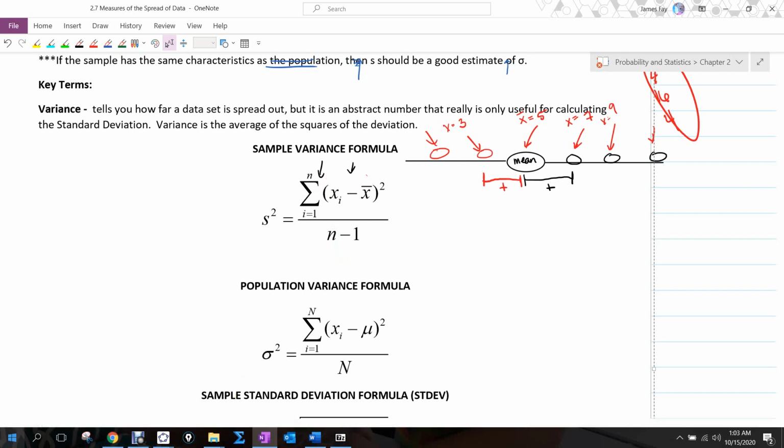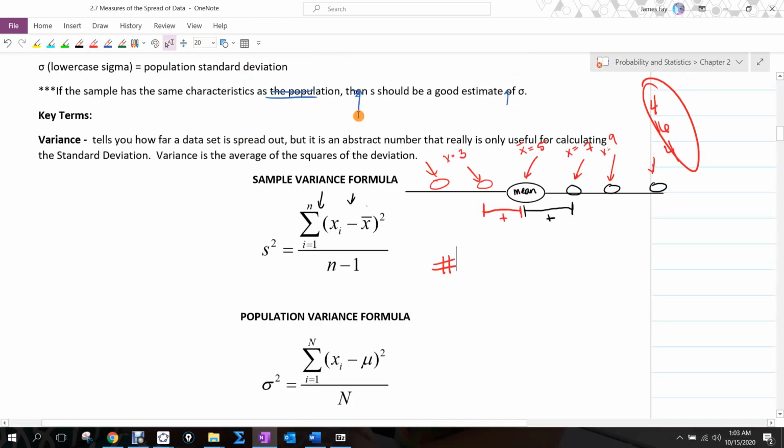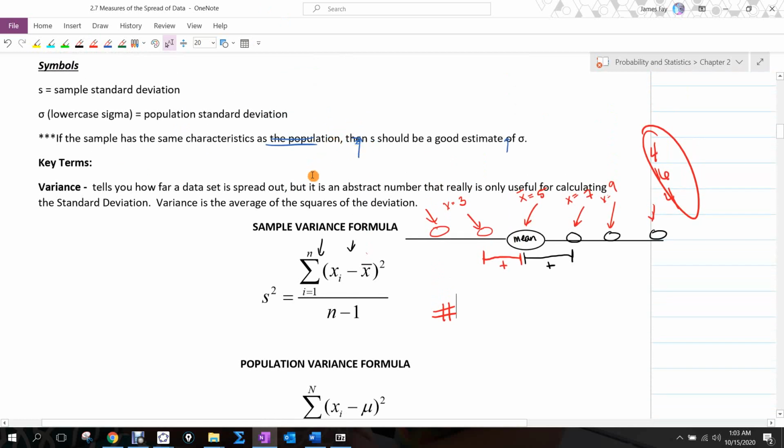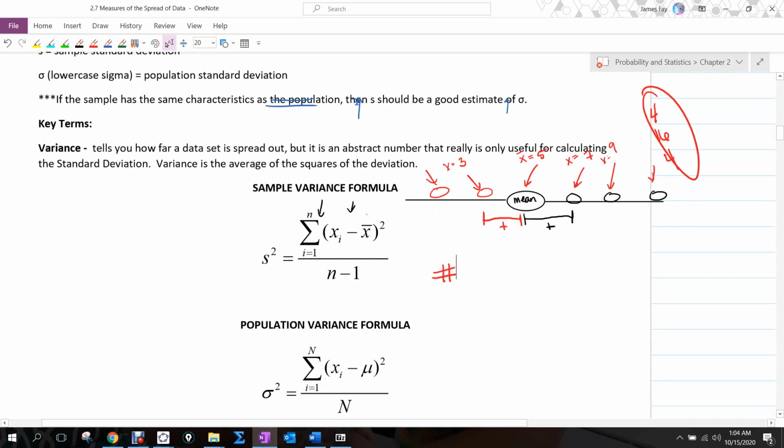So what does that do? What are we talking about here? Let's go back to what our variance is going to be able to do. It's going to give us a number that allows us to make a comparison of each data value compared to the mean. But it doesn't mean anything on its own. If we go back up to here, it says variance tells you how far a data set is spread out, but it is an abstract number that is really only useful for calculating the standard deviation. It's a meaningless value as a standalone.